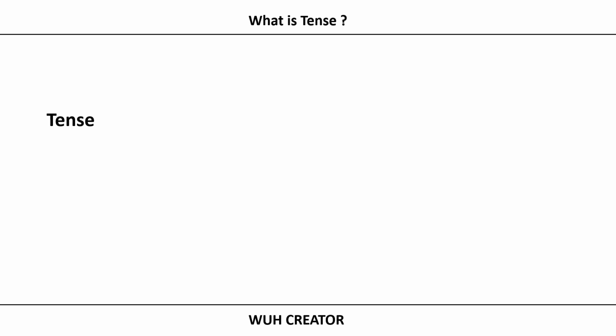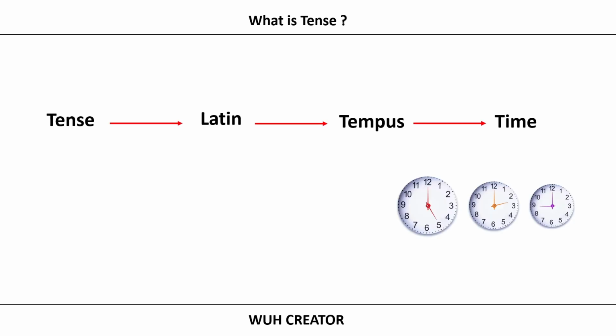The word tense comes from the Latin word tempus, which means time. In English grammar, tense refers to the time of an action, event, or state. It tells us whether something happened in the past, is happening now, or will happen in the future.